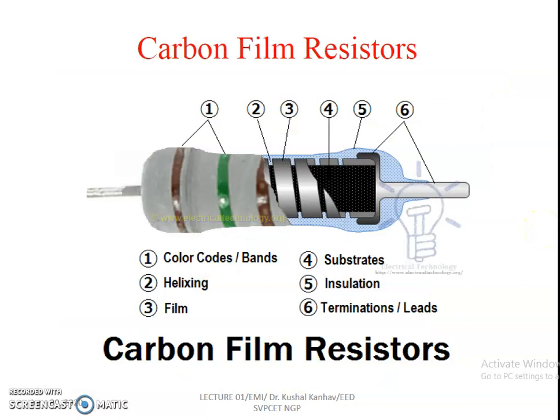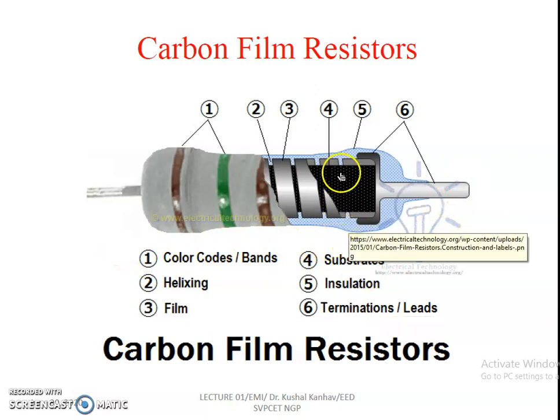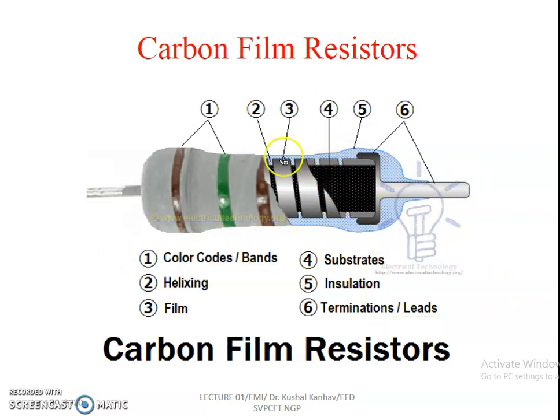These are carbon film resistance. So again, the various parts are given. There are color codes. You can again define the value of resistor based on the color codes or the bands. Then there are insulation, then the terminals or the leads, and the film that is used to add the value of resistance.